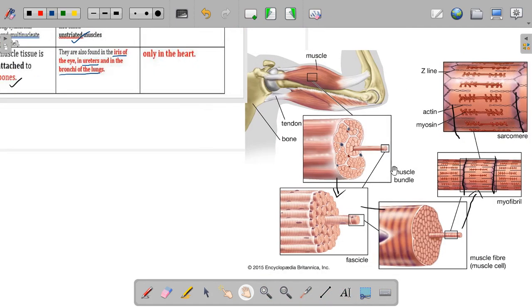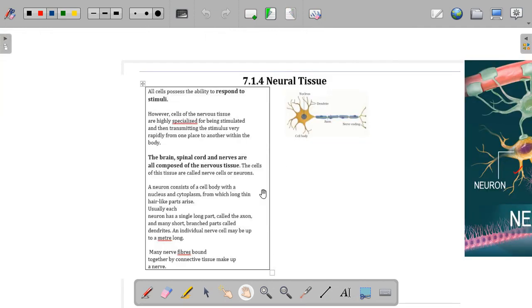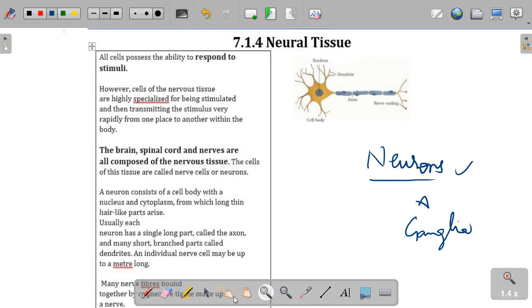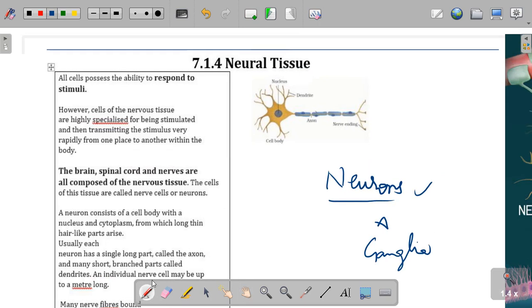Okay, now let's see the neural tissue. Neural tissue is made up of many number of neurons and ganglia. Okay, in our textbook it is given only neuron. Looking at this picture, you can see the neurons are nothing but cells only, they have a cell body, a long thread-like structure called axon, and they have nerve endings. So neurons are present more in number, like millions and millions. They are interconnected with each other.